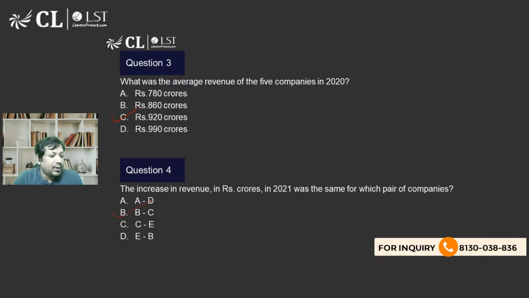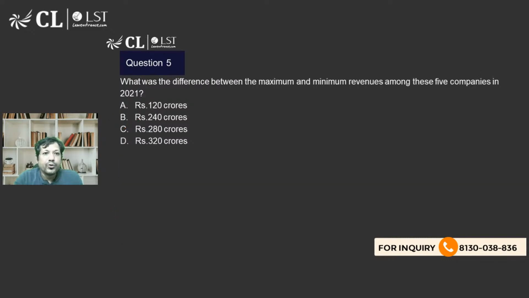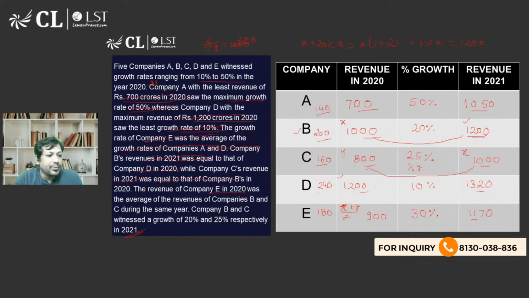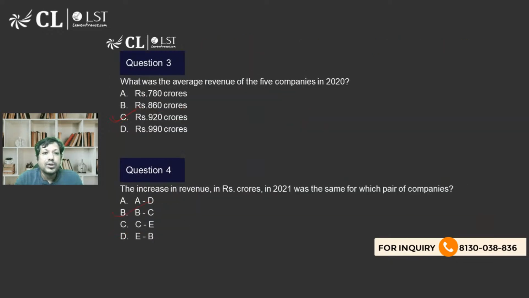Okay. Now let's move on to the next question. What does it say? It says, what is the difference between the maximum and minimum revenues among the 5 companies in 2021? So what is the maximum revenue? That is 1320. What is the minimum revenue? That is 1050. So what is the difference we are talking about? That is going to be 270.